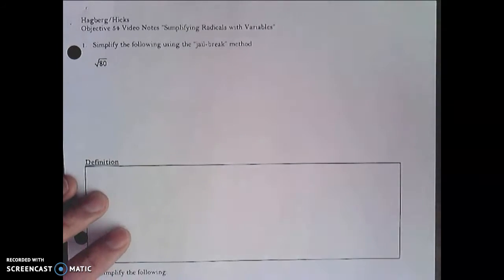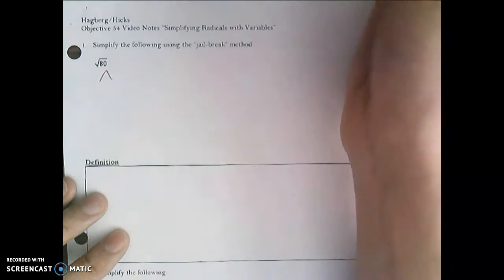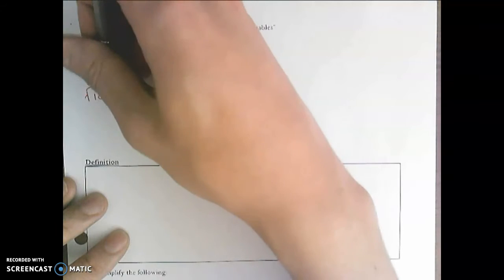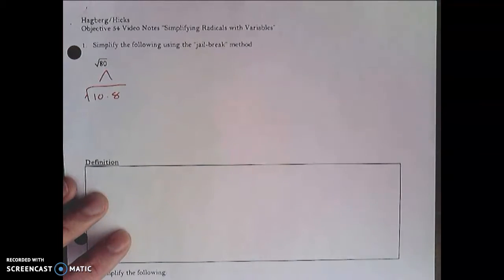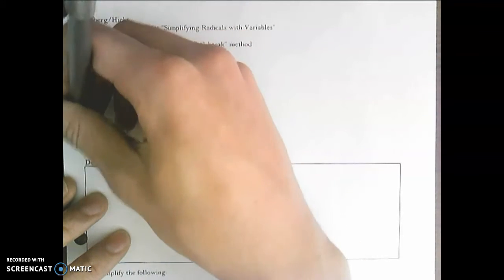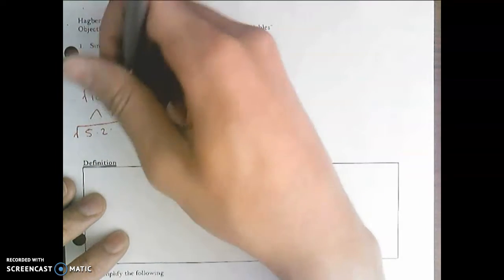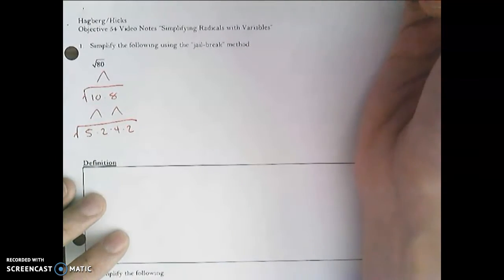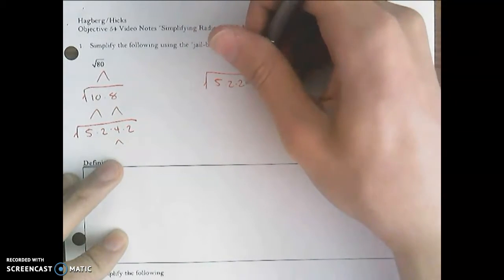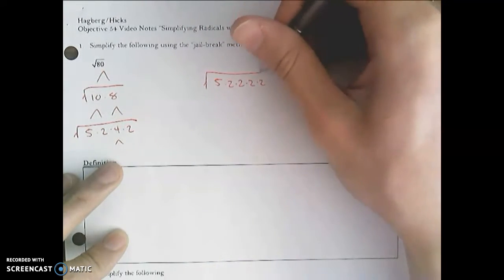method. So looking at the square root of 80, we can break it down into the square root of, say, 10 times 8. You could say 4 times 20, 16 times 5. Any of those factors are fine. We'll continue breaking it down until we can't anymore. 10, we can break it down into 5 and 2. 8, we can break down into 4 and 2. And we can break down 4 even further, and that becomes 2 and 2. So we have 5 times, and then 2 times 2, and then bring down that last 2.